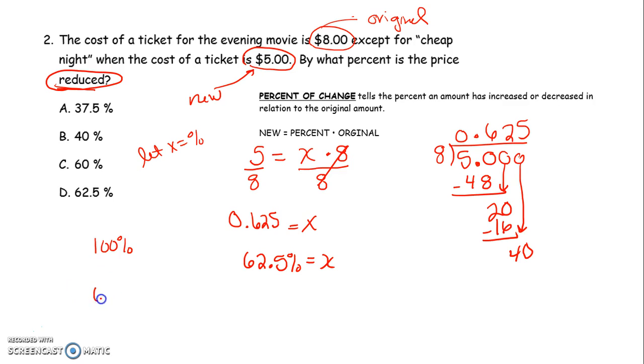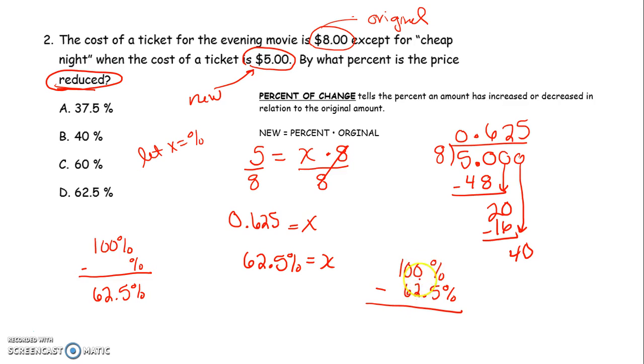You're now paying 62.5%. By what percentage was that price reduced? By 37.5%. If I take 100 and subtract off 37.5, I'll get the percent I'm now paying. Let's just check that. 100% minus 62.5. Please make sure you line up your place value.